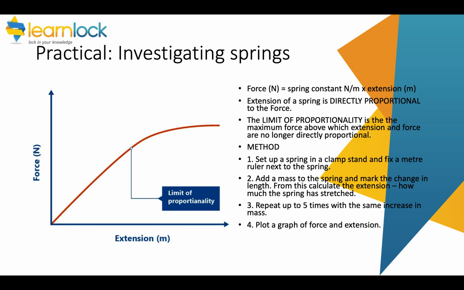To carry out this investigation, you would need to set up a spring in a clamp stand and fix it next to a meter ruler so you can see the distance alongside the spring. Sometimes it's useful to put markers at the bottom of the spring so you know exactly where the length is changing. You'll then add masses to the spring and each time mark the change in length and then calculate the extension, so how much it's stretched. And you would need to repeat this at least 5 times to get 5 results that you can plot on a graph, as shown here.